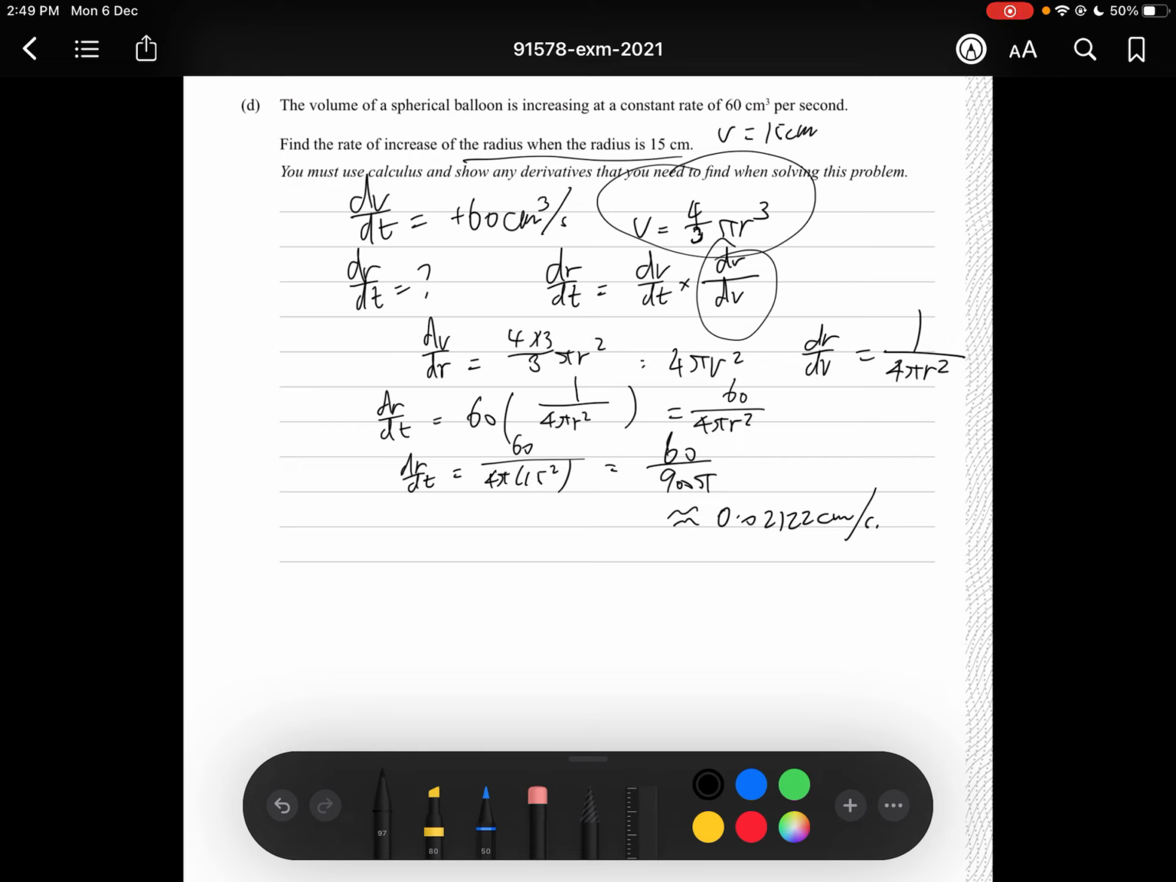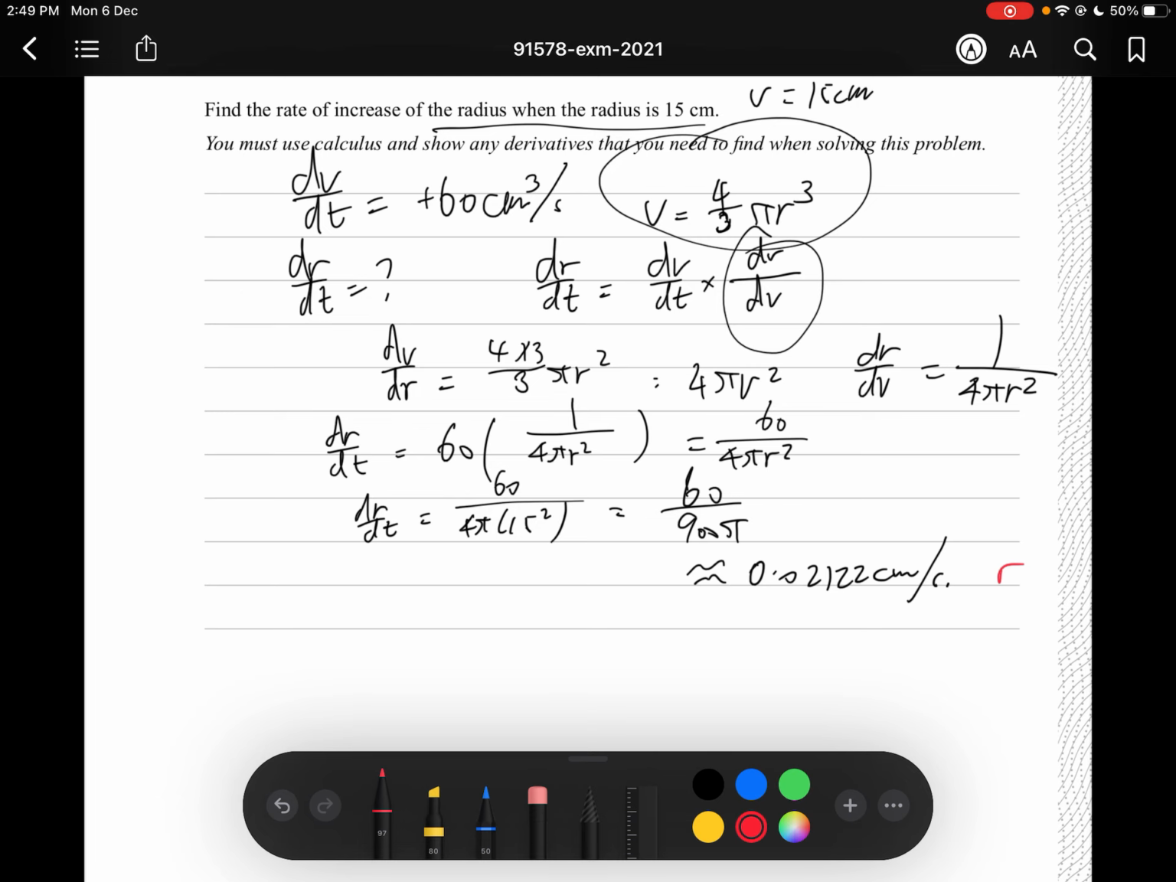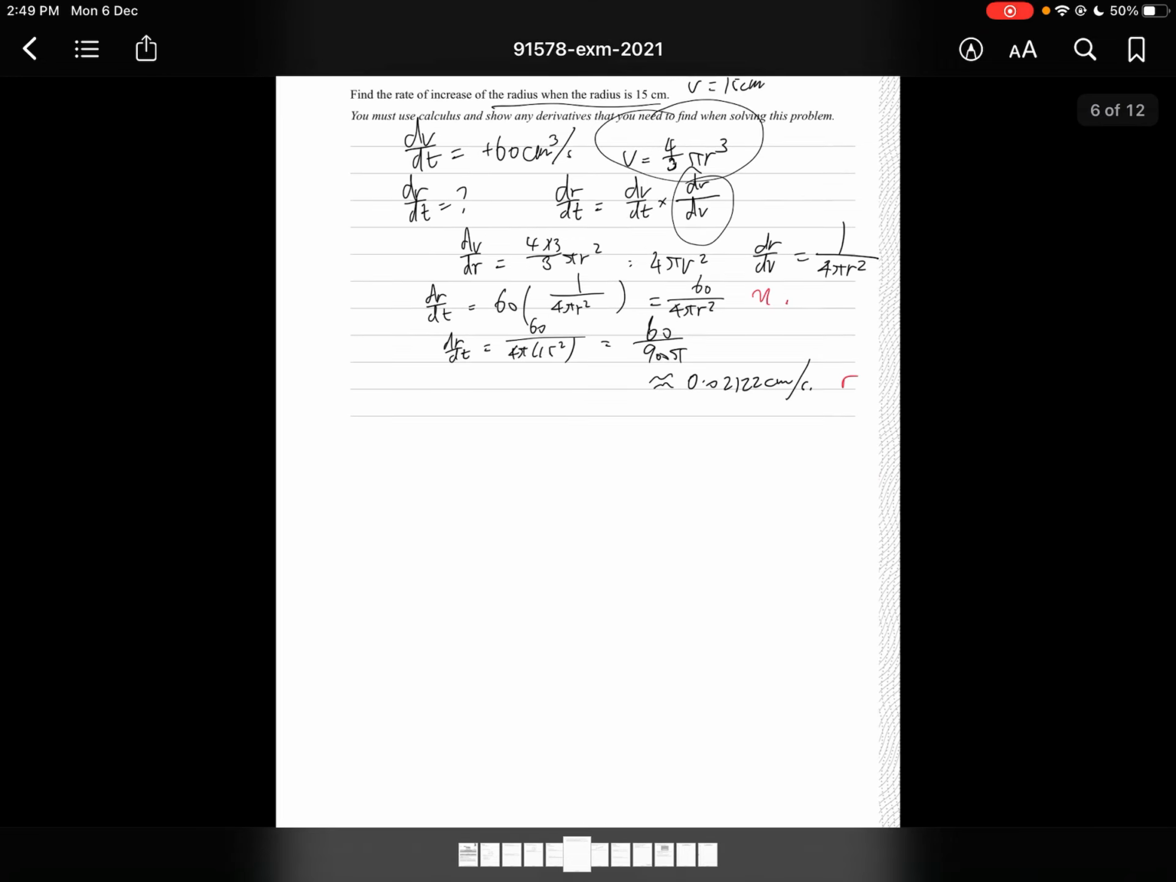Alright, so that's our final answer for this question, and this should just be a merit level question. Very, very typical merit question. And to get an achieved, we should be looking at a correct expression for dr over dt. So around here will be a merit. Not merit, an achieved.